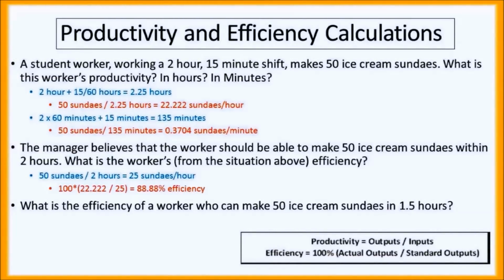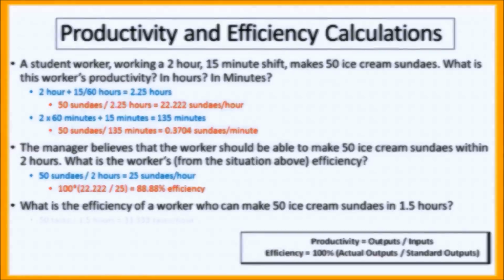Then we're able to calculate the efficiency as the actual output, or 22.222 sundaes per hour, which we calculated in the first problem up above, divided by the standard, which is 25 sundaes per hour. Gives us 88.88% efficiency, and we can be confident that that should be correct because it is an efficiency that is less than 100%, because the student worker in the problem above is working slower than, or less efficient than, the manager believes that they should be. Now let's calculate the next one.